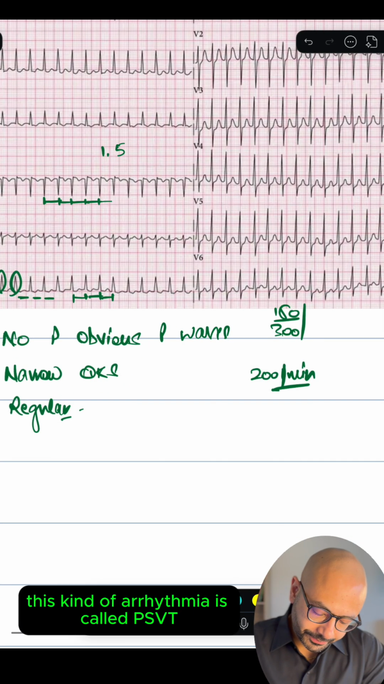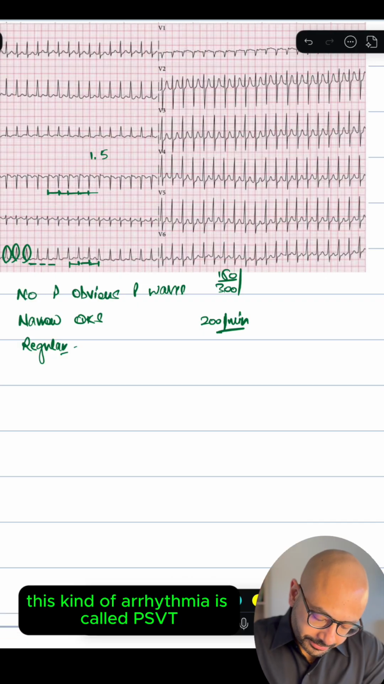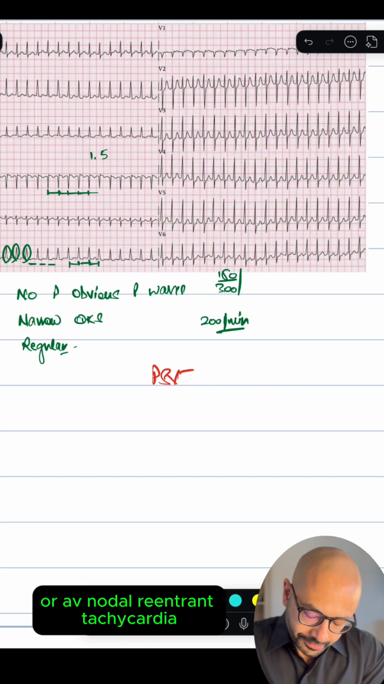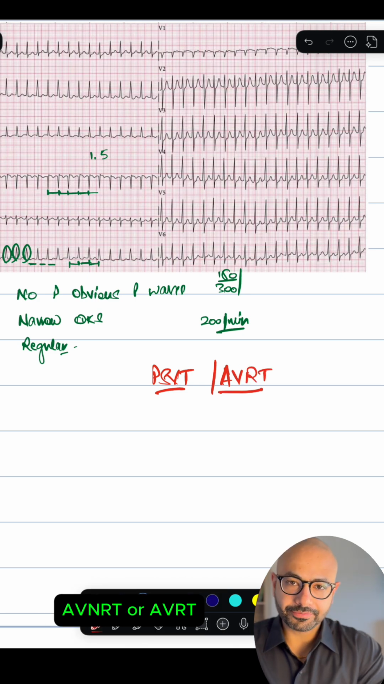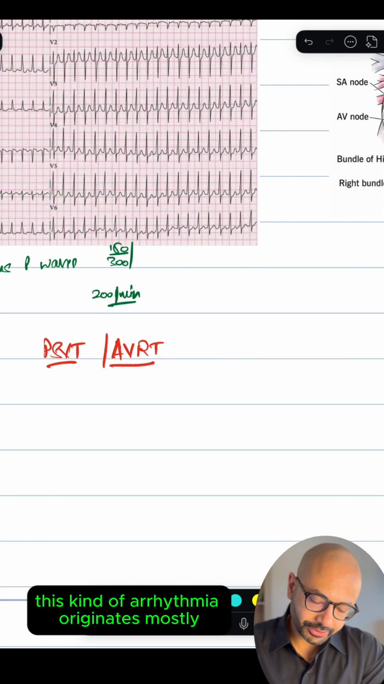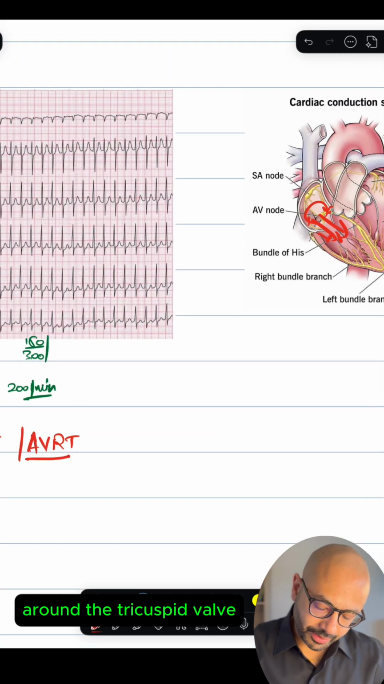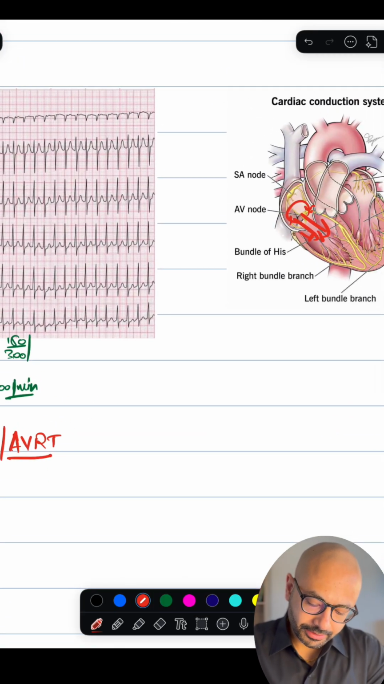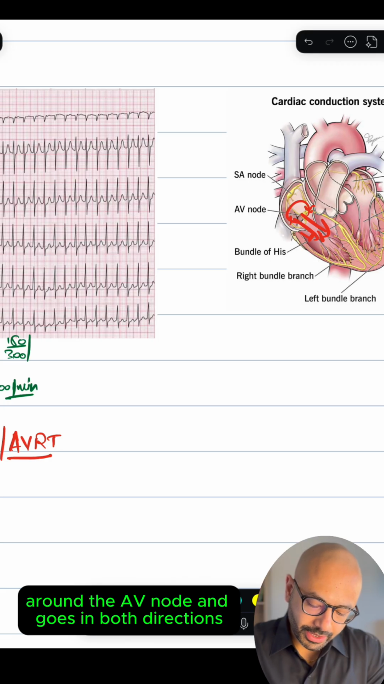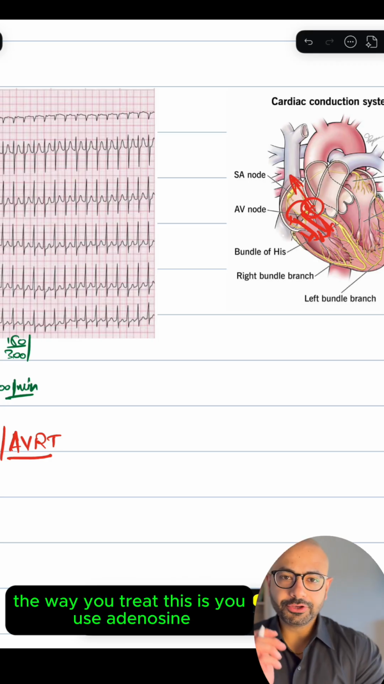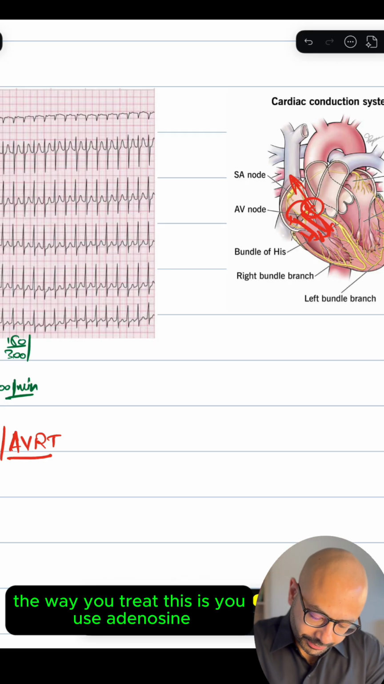This kind of arrhythmia is called PSVT or AV nodal reentrant tachycardia, AVNRT or AVRT. This kind of arrhythmia originates mostly around the tricuspid valve, around the AV node and goes in both directions. The way you treat this is you use adenosine.